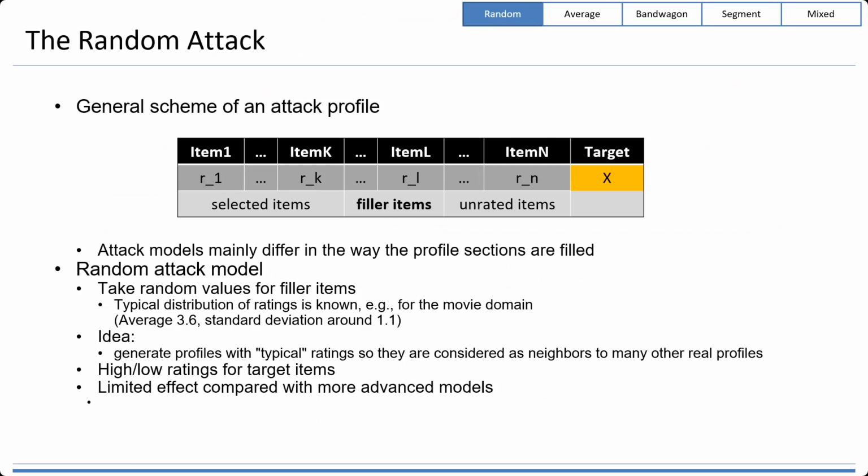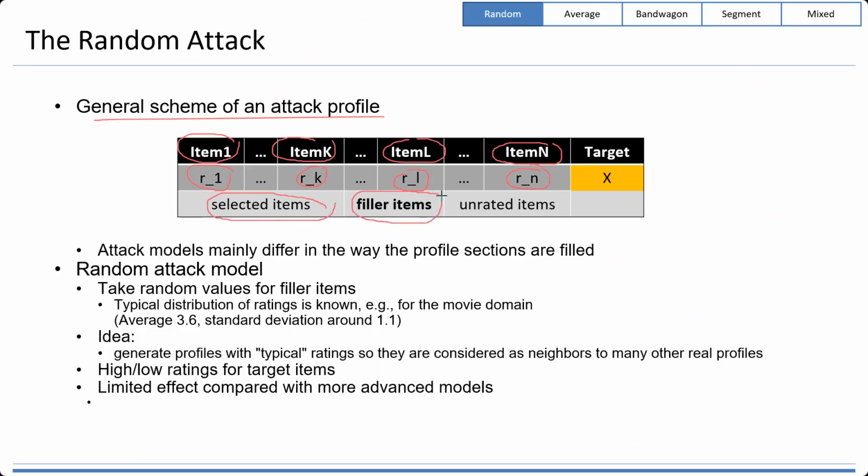Random attack. What does random attack mean? It means the general scheme of an attack profile. We have item 1, item K, item L, item N, and this is the rating 1, rating at K, rating at L, and rating at N. And we can make categories. These are the selected items. The selected items are the items that have the rating.